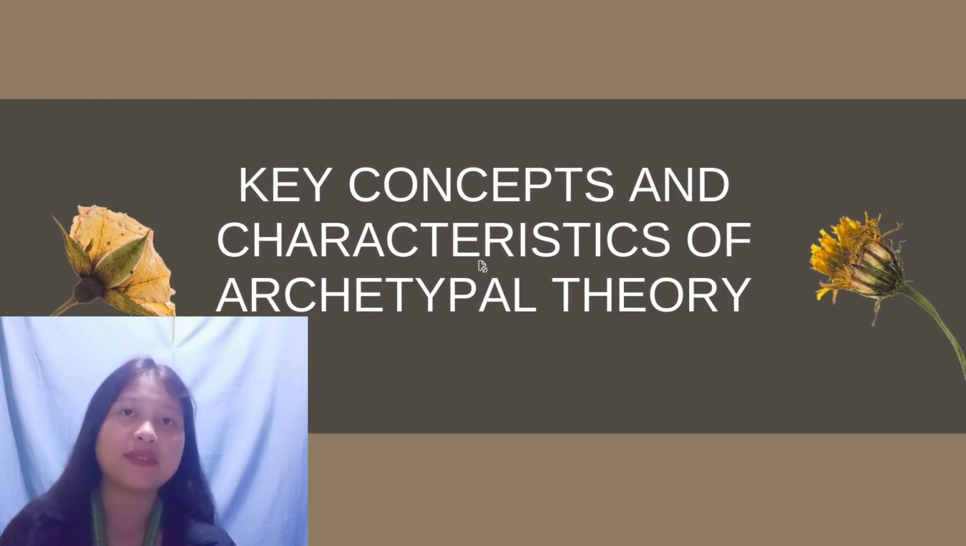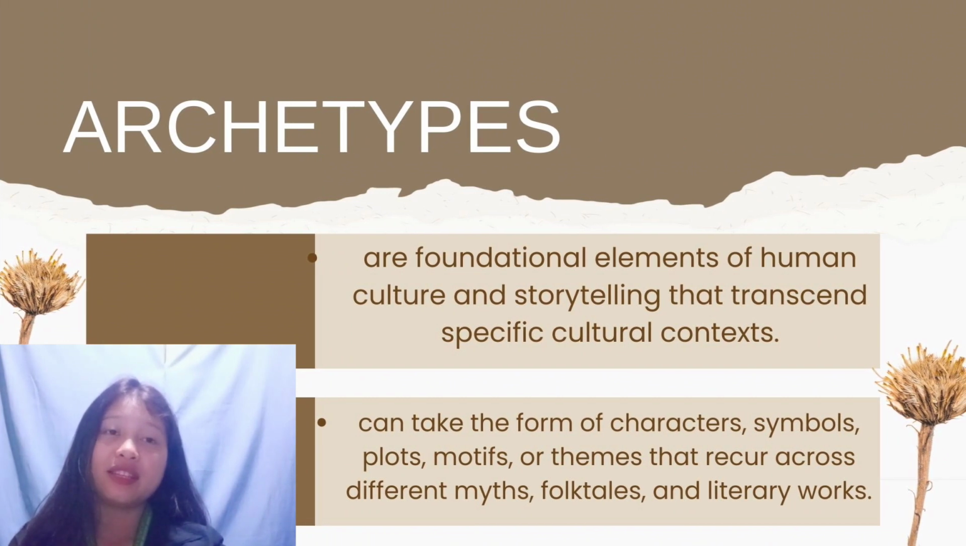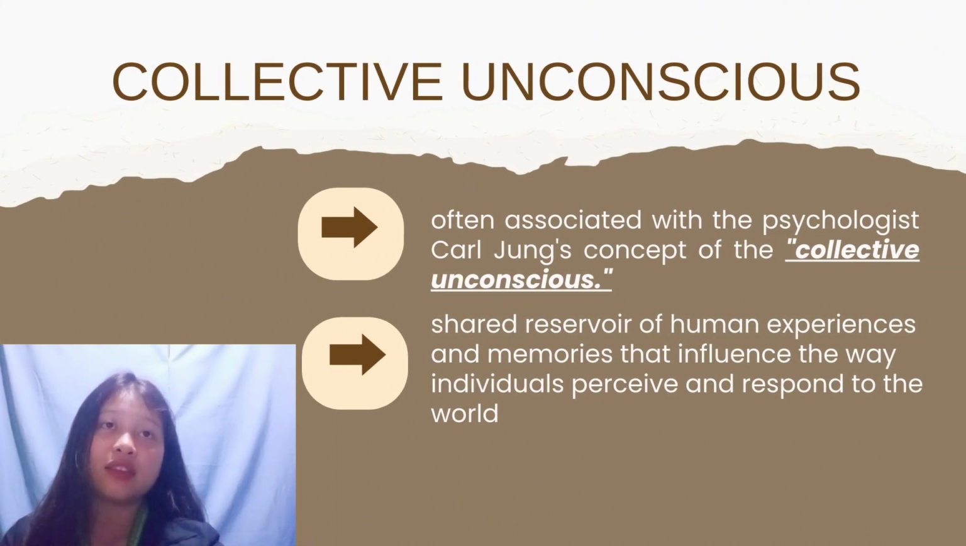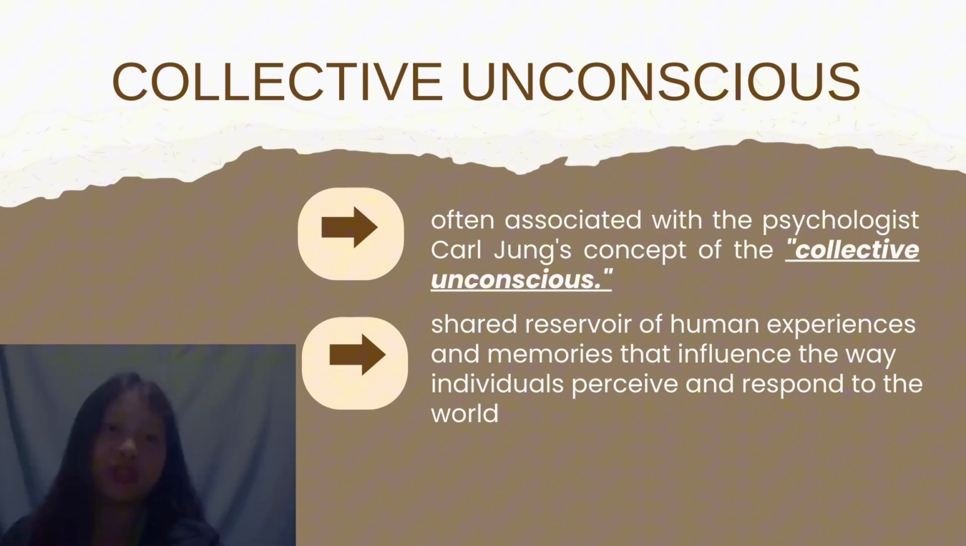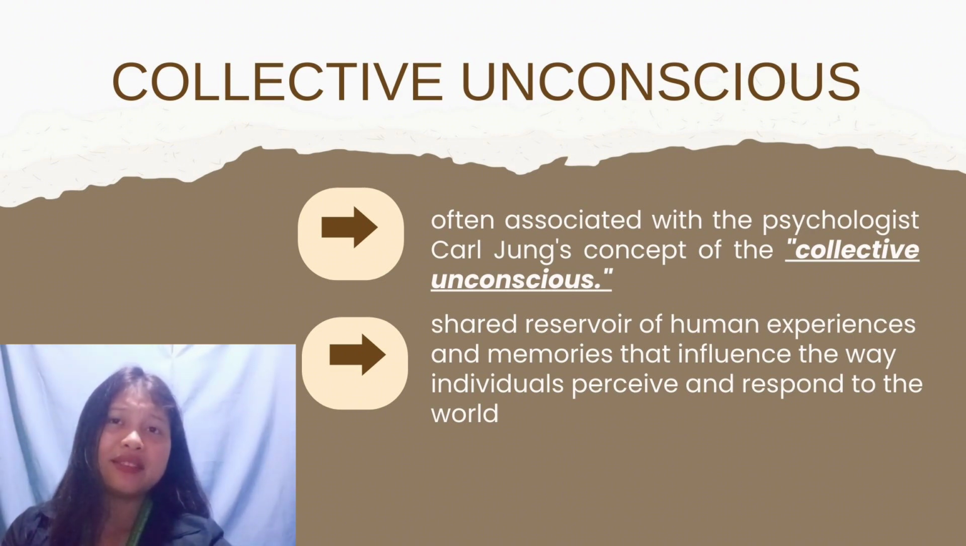So here are the key concepts and characteristics of the archetypal theory. One is, of course, the archetypes. I've already discussed what archetypes are, right? So it is one of the key concepts or elements of the archetypal theory. The next one is the collective unconscious. Collective unconscious is often associated with Carl Jung's concept of the collective unconscious. It is a shared reservoir of human experiences and memories that influence the way individuals perceive and respond to the world. So in simple terms, these are shared by all individuals, but it is something that they are not aware of.